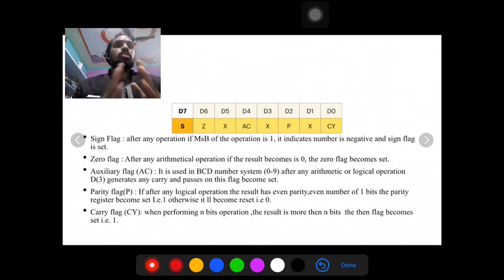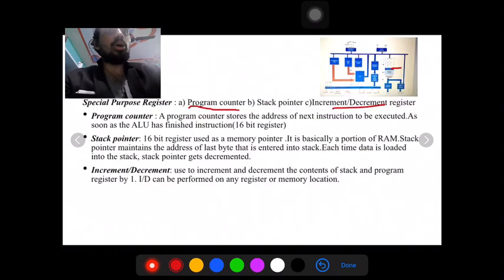Let's come to your special purpose registers. We have studied your normal registers, so now we come to your special purpose registers. Basically there is the program counter, the stack pointer, increment, decrement. So these are the 3 that we have.